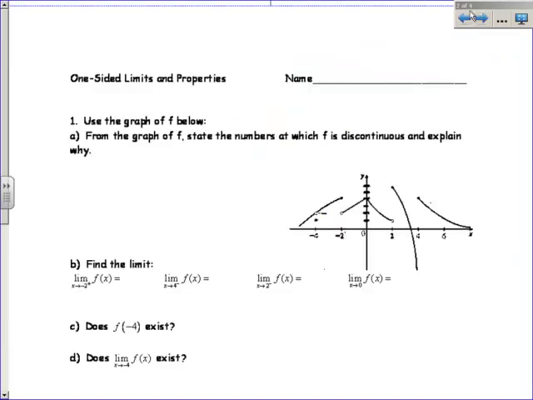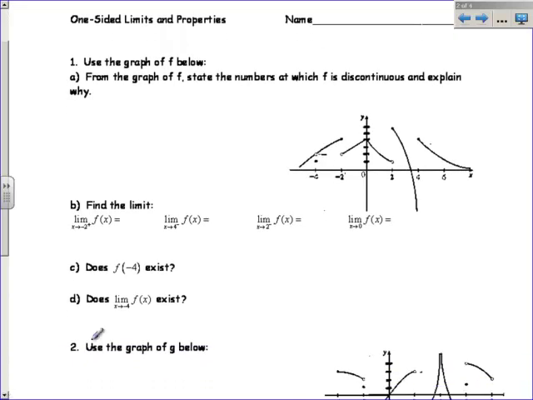Okay, let's work one-sided limits. One-sided limits are going to be restricting your view from one side or the other, and they're going to have this little exponent. First of all, I'm going to tell you the numbers at which f is discontinuous and explain why. This is -4, -2, 0, 2, 4, and 6. That might be hard to see.